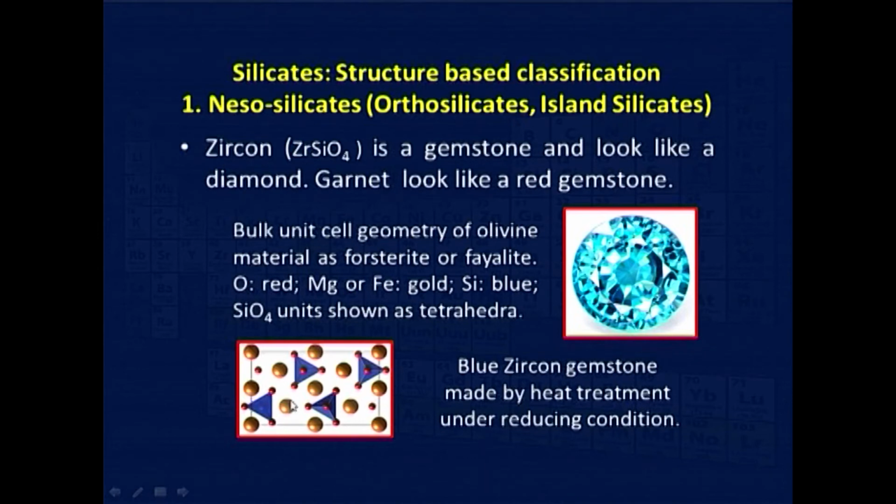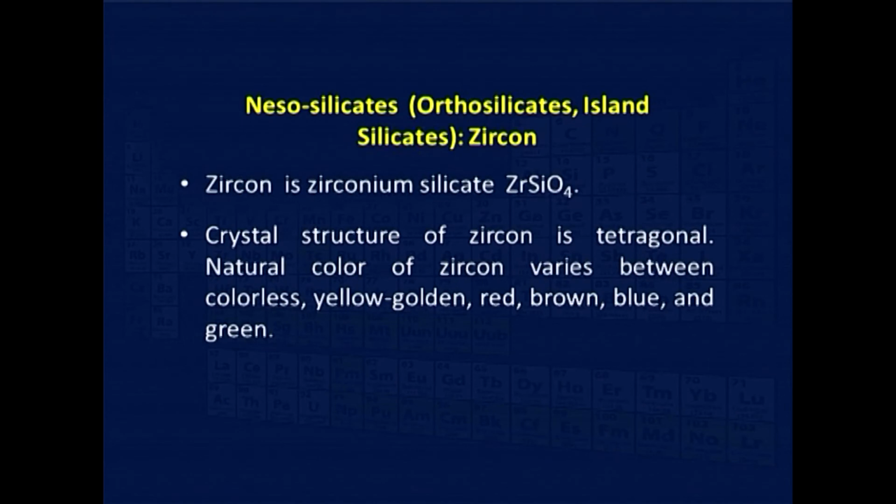Here the red dots are for oxygen, magnesium or iron are presented by the golden color dots, and blue color is dedicated to the silicate tetrahedra. And this is the gemstone zircon, which is made by heat treatment under reducing condition, this beautiful gemstone of blue color. Zircon is in fact zirconium silicate. The crystal structure of zircon is tetragonal.